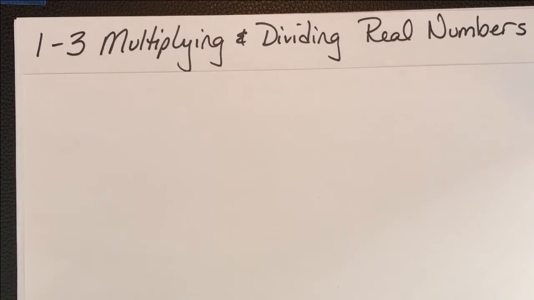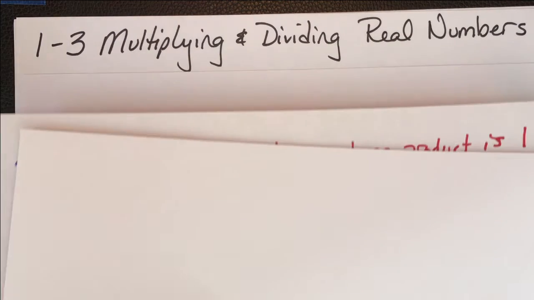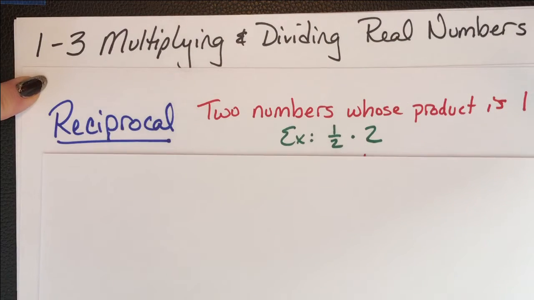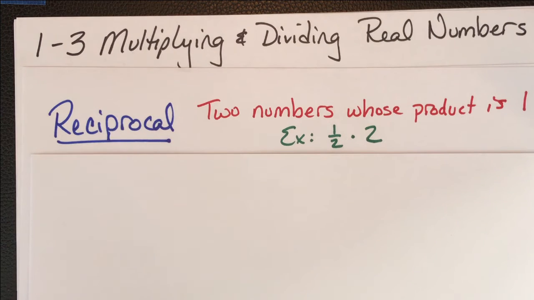And welcome to Chapter 1, Section 3. This is on multiplying and dividing real numbers. And again, we're going to start with our vocabulary. First, we have the word reciprocal.